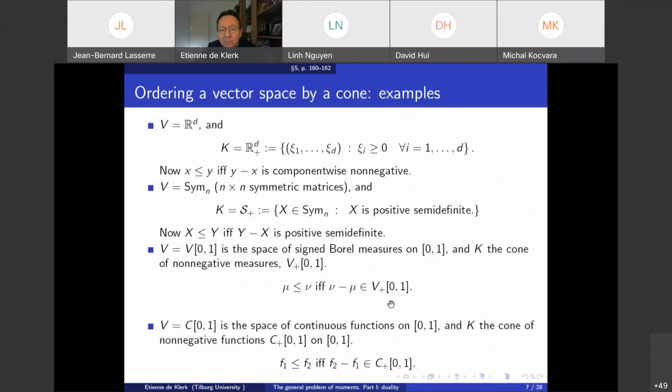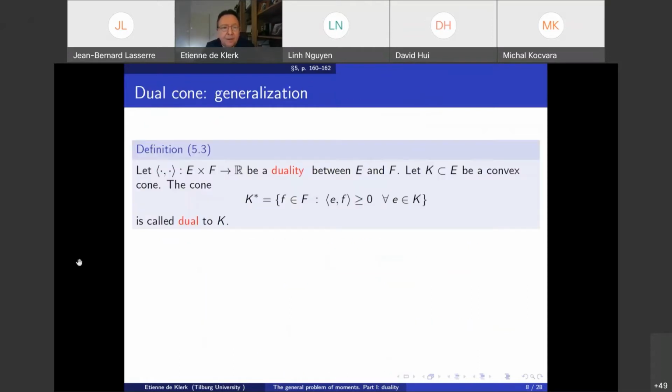Okay, so we have these natural cones associated with the measures, the non-negative measures, and with the continuous functions, the non-negative functions. Good. So now you also know we had this idea about the dual cone. If we have a cone in an inner product space, then we have a dual cone living in the same space. I think everybody has had this at some point.